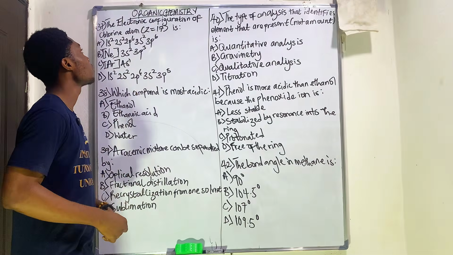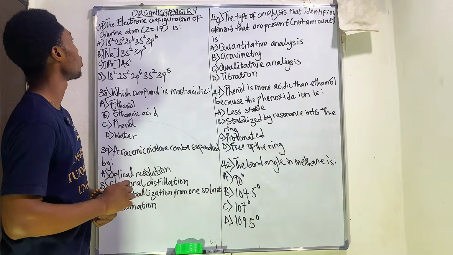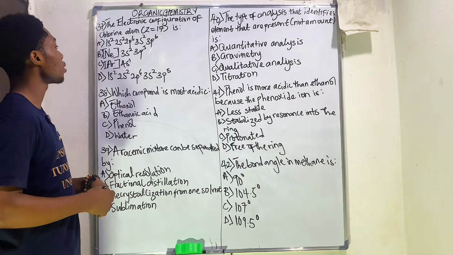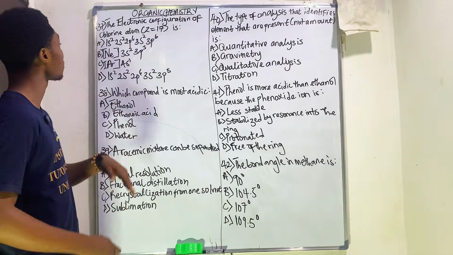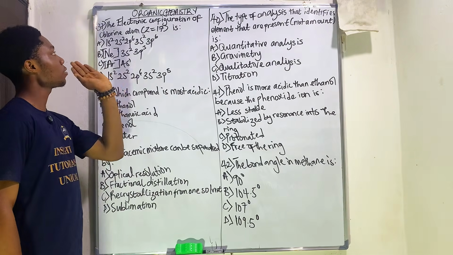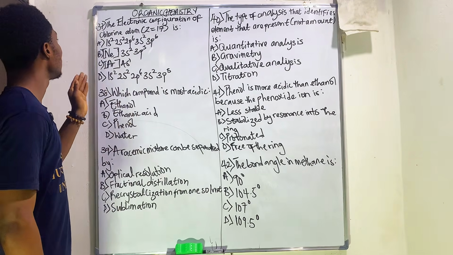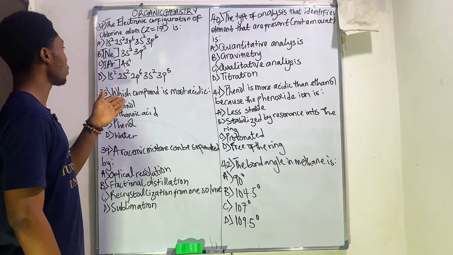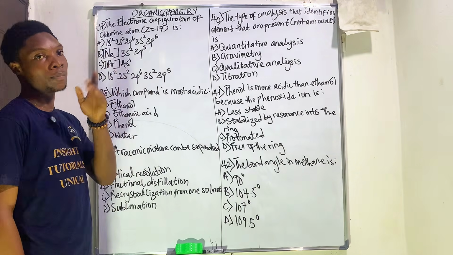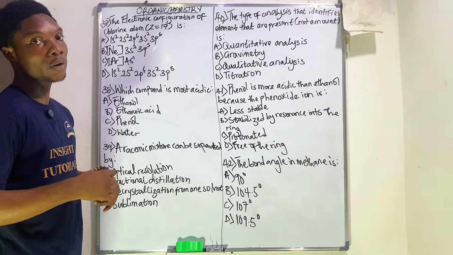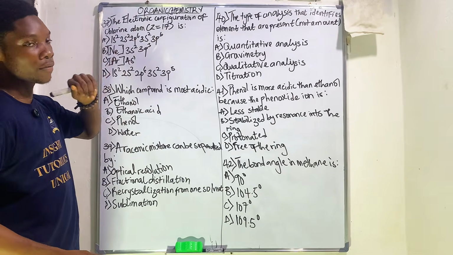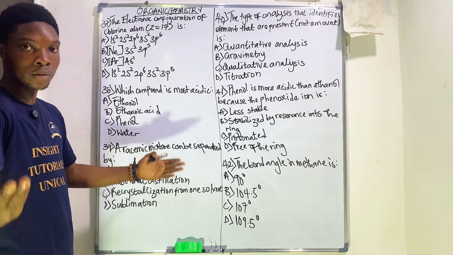Alright, so next question. The electronic configuration of chlorine atom, Z equals 17, is: A. 1s2, 2s2, 2p6, 3s2, 3p6; B. Neon 3s2, 3p3; C. Argon 4s1; D. 1s2, 2s2, 2p6, 3s2, and 3p5. Alright, now first of all, we need to take note of the atomic number. The atomic number of chlorine is 17. Z is equal to 17. Z stands for atomic number.